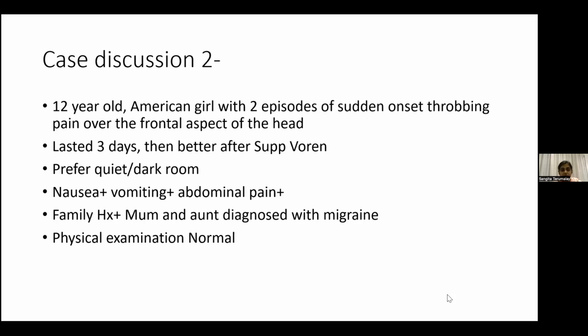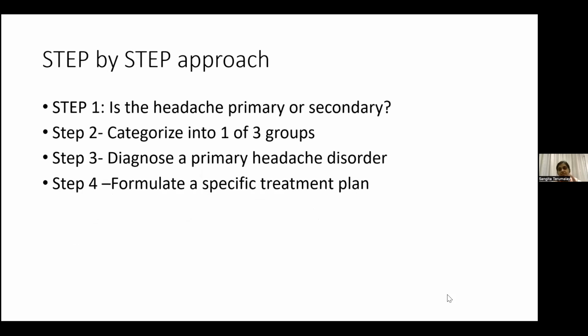In comparison with case 2, which is a 12-year-old American girl with 2 episodes of sudden throbbing pain over the frontal aspect of the head, which lasted 3 days in each of the episodes. It was actually better with Voltaren suppository. During the headaches, this girl preferred a quiet and dark room. She also had other symptoms, notably nausea, vomiting, and abdominal pain, especially during the episodes of the throbbing headache. The mother and aunt has been diagnosed with migraine previously, and her physical examination, like the first case, is also normal. So what do we do when we have these two cases?